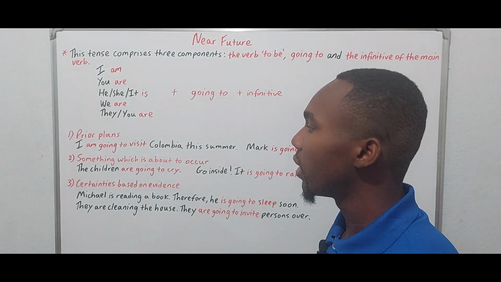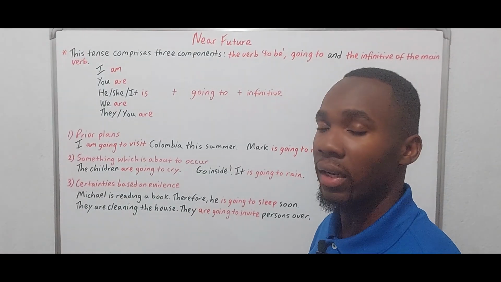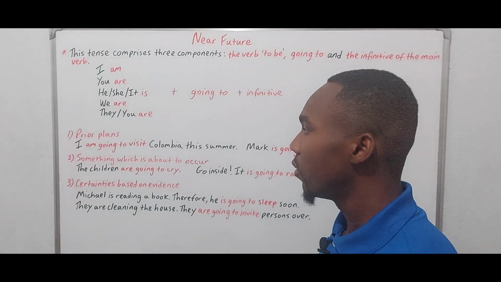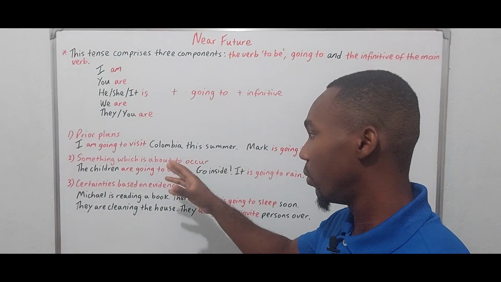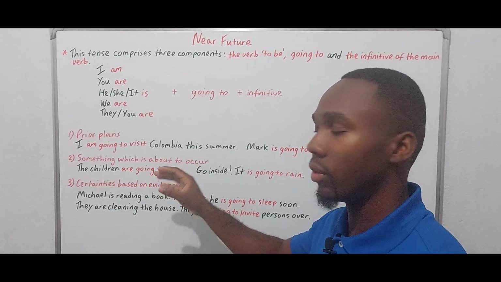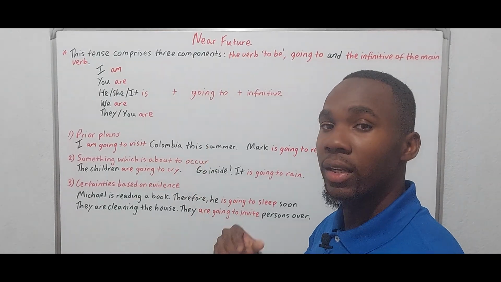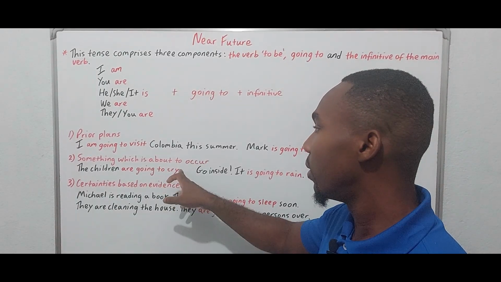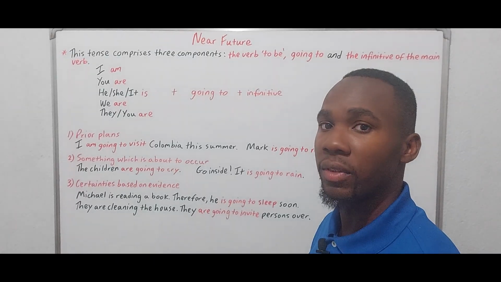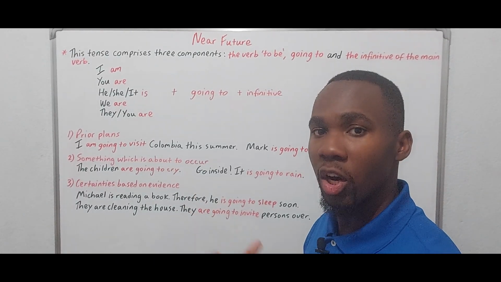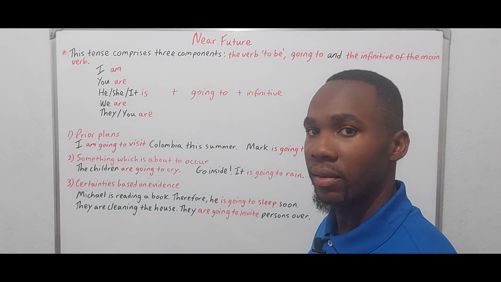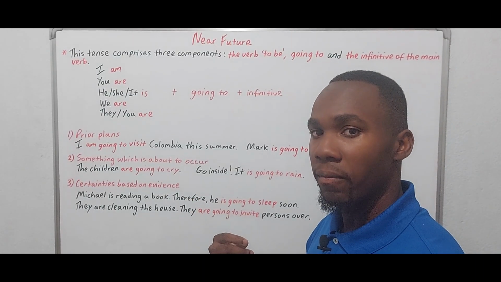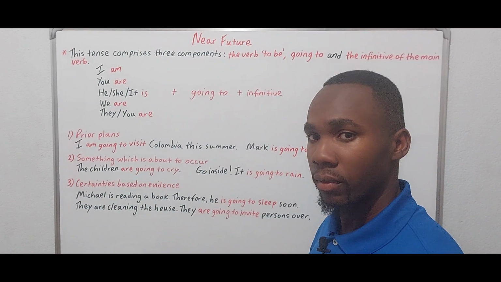Two. Something which is about to occur or anything imminent. The children are going to cry. So that means that when it says the children are going to cry, that is going to happen anytime now, right? So we could even add any adverb of time like now, soon, you understand? But the idea is that this action will take place very shortly, right?